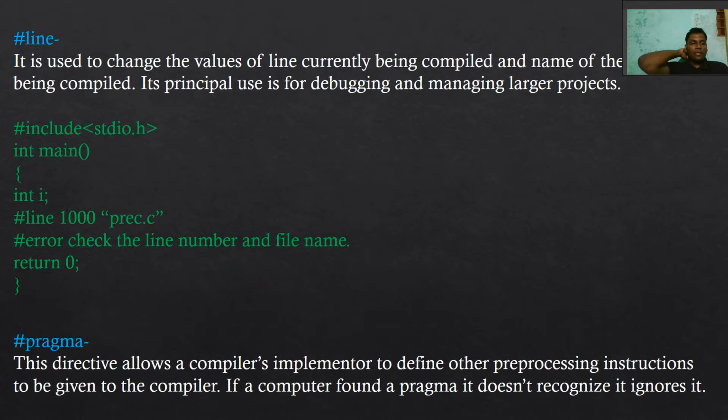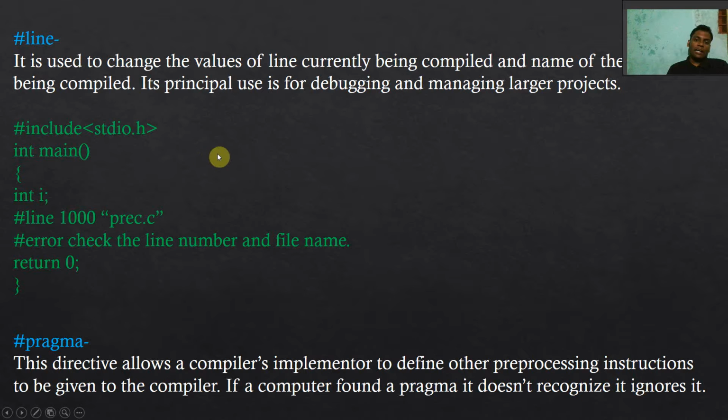When we want to change the value of the line currently being compiled and the name of the file being compiled, the line preprocessor is used. The general form of using the line preprocessor is: we use #line, then the number of the line and the name of the code. Like we have used break.c, this is the name of the code and this is the number of the line. The line number we give here is actually the line number of the line after the line preprocessor's line.